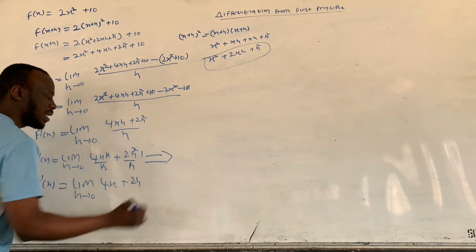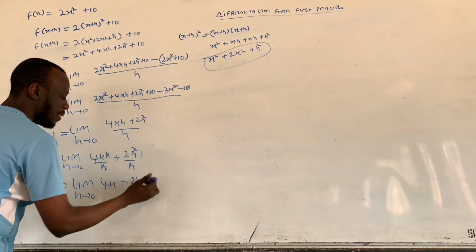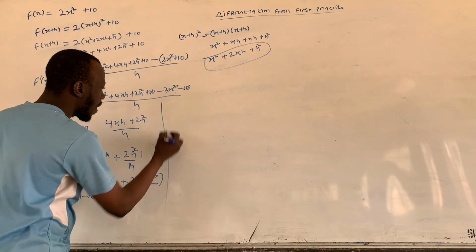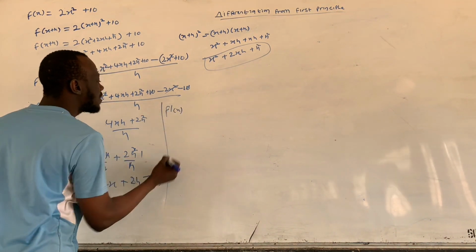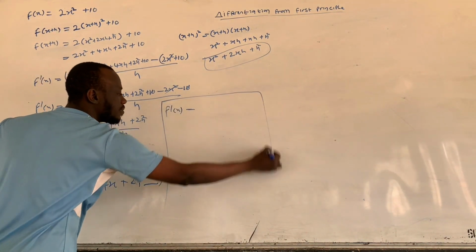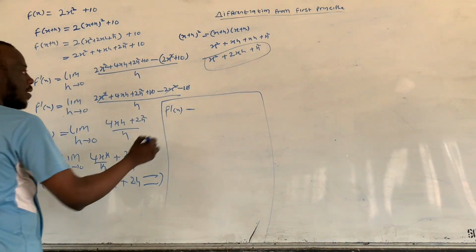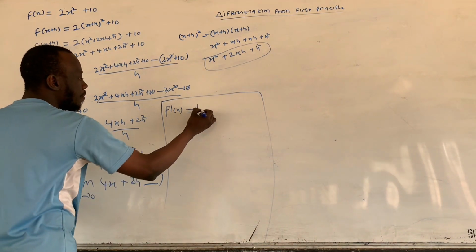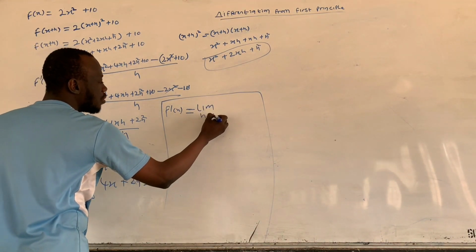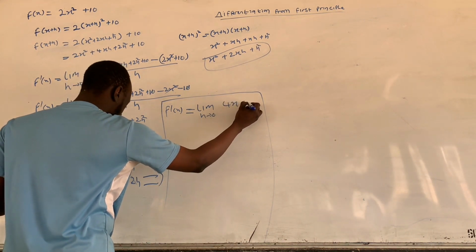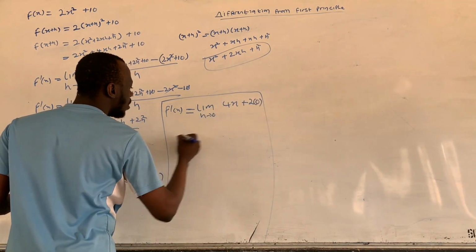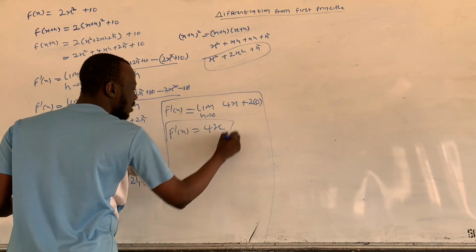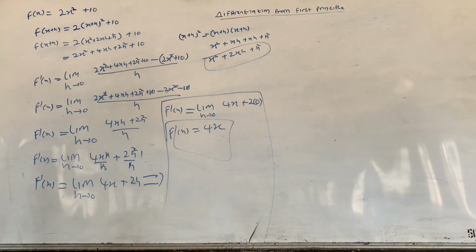It becomes something like this here. We said f prime of x equals what? Now it is equivalent to, remember, the limit as h approaches 0 of 4x plus 2 times 0. F prime of x equals 4x. This is our final answer for this question.